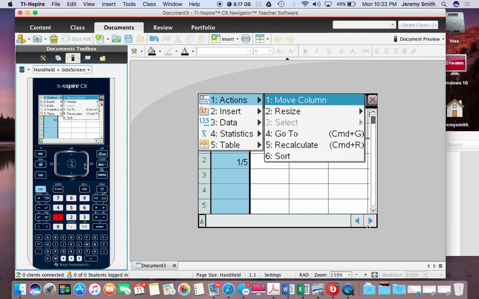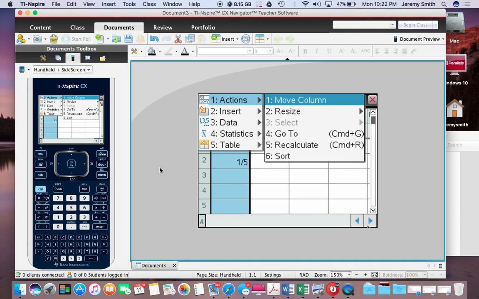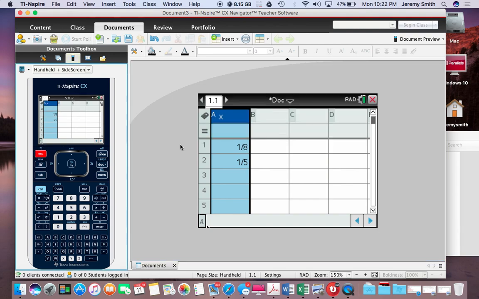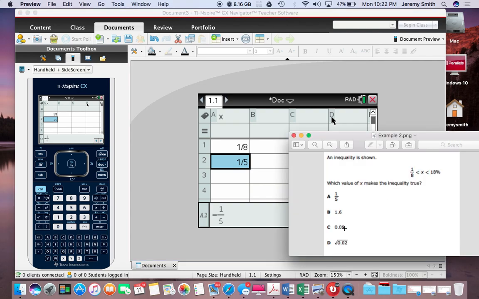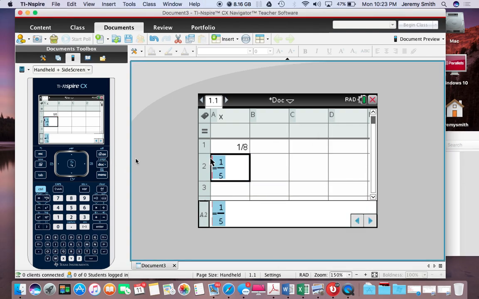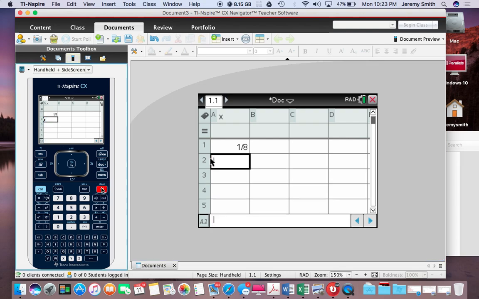When I do this problem right here, I see that 1/5 is greater than 1/8. Very easy process. Okay, let's try another one out. Let's try out 0.09. So let me replace this with 0.09.